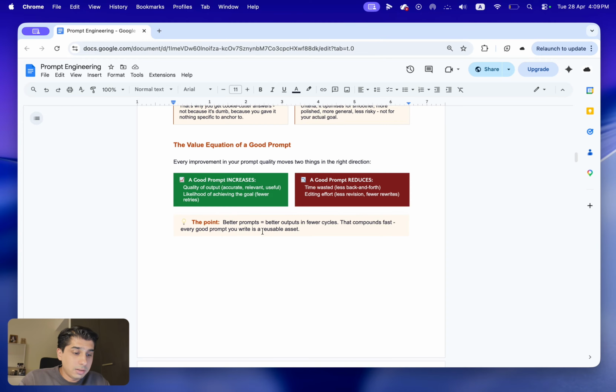Every good prompt you write is a reusable asset, because again, these LLMs learn from the information you give them, the way you type and the way you speak. So if you do it correctly the first few times, the next set of questions that you ask or strategies that you're looking for are going to be far better.